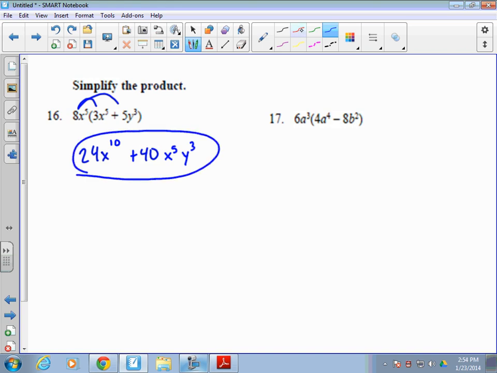Do the same thing. Number 17 is a very similar problem. 6 times 4 is 24. 8 to the 4 plus 3 is 8 to the 7th. 6 times -8 is -48. Again, you have a and b, so you don't put them together. You just leave a to the 3rd and you leave b squared.